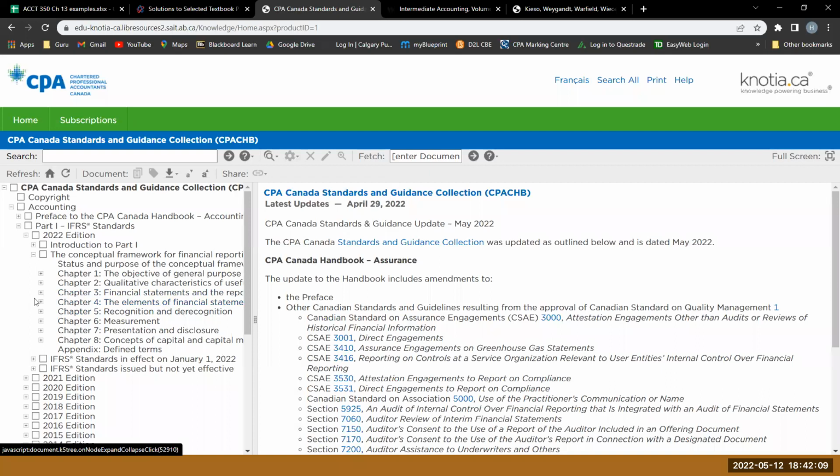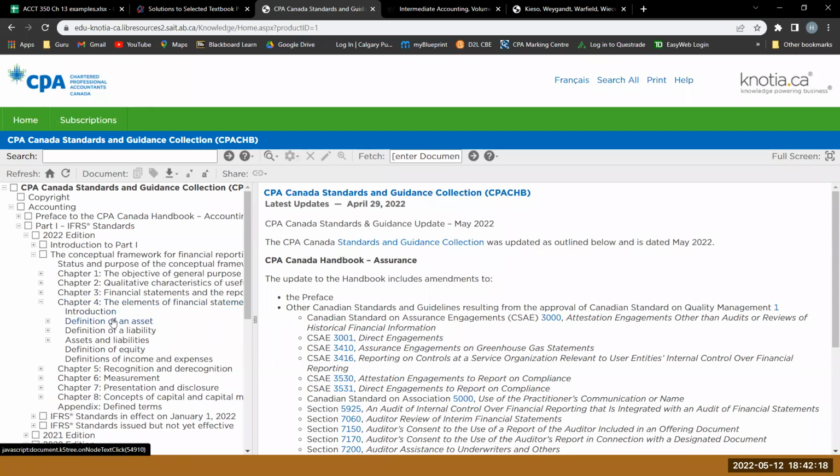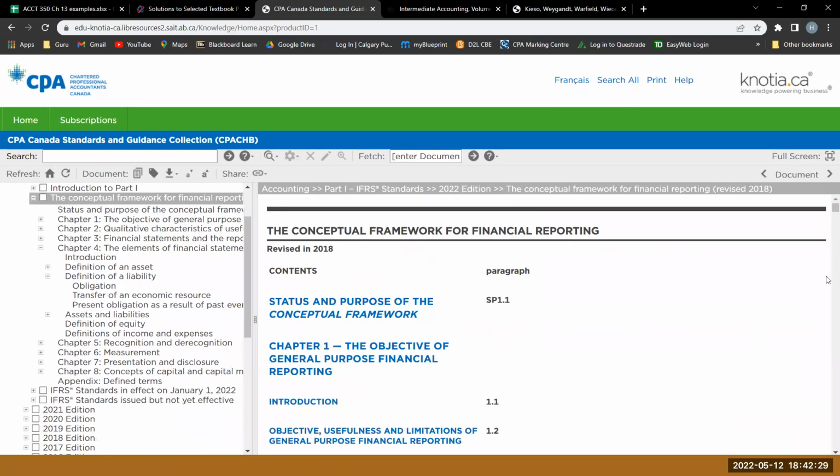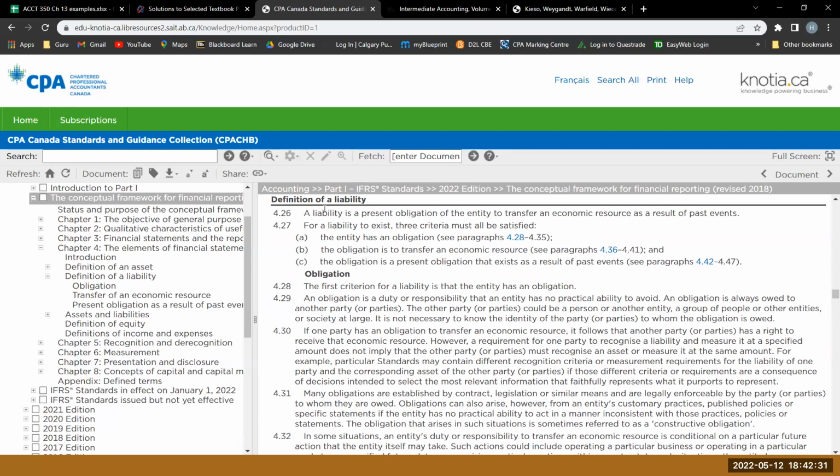In the conceptual framework, there is chapter 4 that talks about elements of financial statements. And under the elements of financial statements, I can find the definition of a liability. If I clicked on definition of a liability, the definition of a liability as per the IFRS conceptual framework is, and I hope that this is showing up on your screen. Are you able to see the screen?